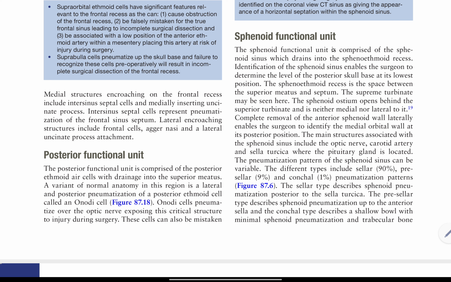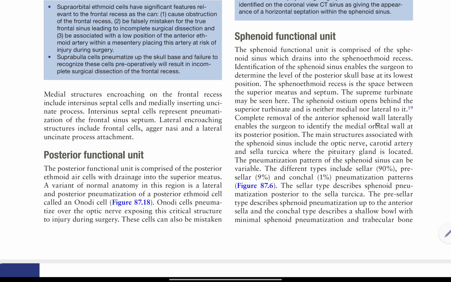The sphenoid functional unit is comprised of the sphenoid sinus, which drains into the sphenoethmoid recess. Identification of the sphenoid sinus enables the surgeon to determine the level of the posterior skull base at its lowest position. The sphenoethmoid recess is the space between the superior meatus and septum. The supreme turbinate may be seen here. The sphenoid ostium opens behind the superior turbinate and is neither medial nor lateral to it.